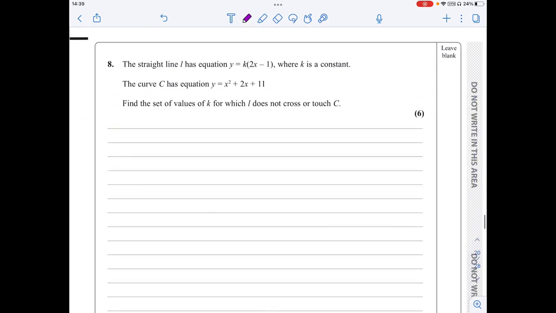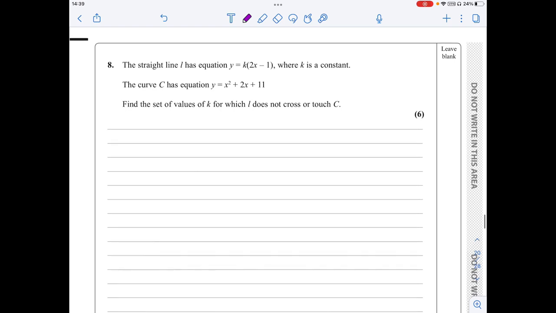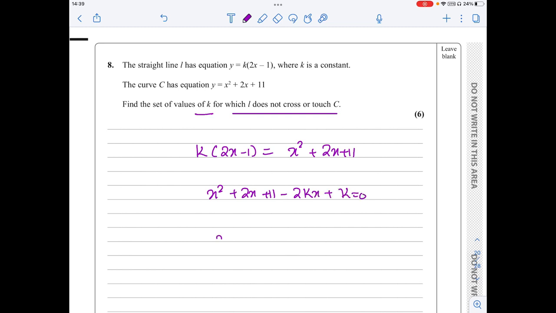Question number 8. A straight line L has an equation y equals k times (2x minus 1). A curve has an equation y equals x square plus 2x plus 11. Find the set of values for k for which L and the curve do not intersect. First of all, we solve the simultaneous equations: x square plus 2x plus 11 minus 2kx plus k equals 0. So x square plus x times (2 minus 2k) plus (11 plus k) equals 0.